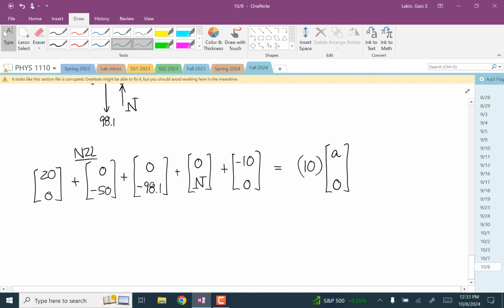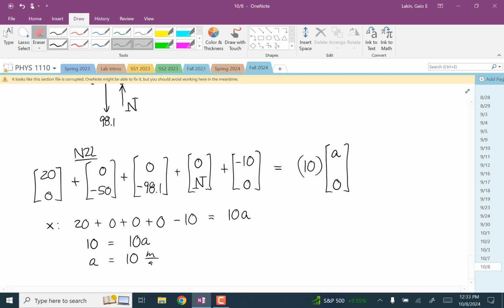And so now I can break this up into the x equation and the y equation. The x equation says 20 plus 0 plus 0 plus 0 minus 10 is equal to 10 times a. And so this comes out to say that 10 is equal to 10a, and solve for a, and you get a is equal to 1 meter per second squared.